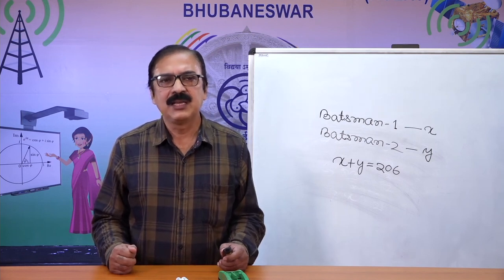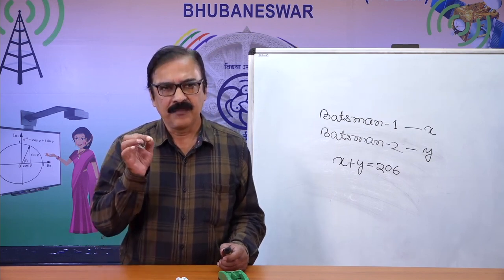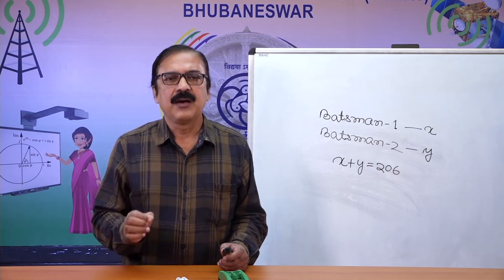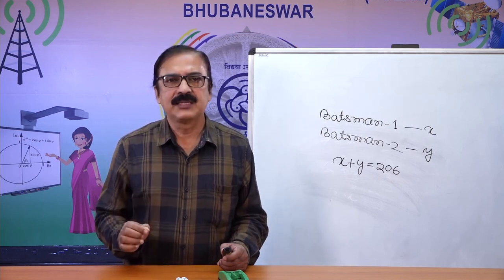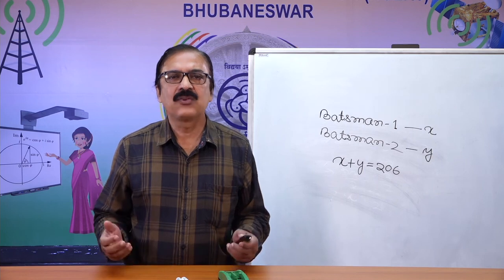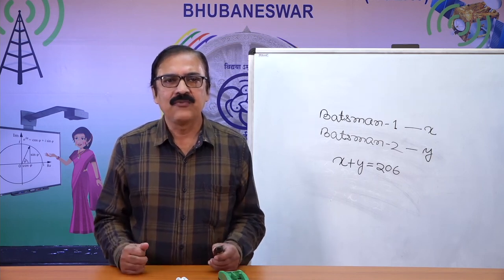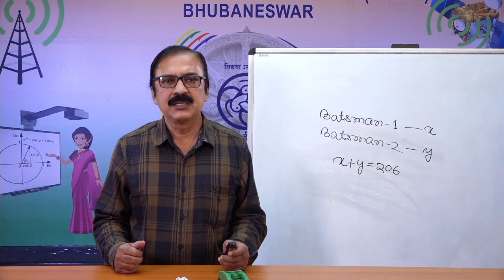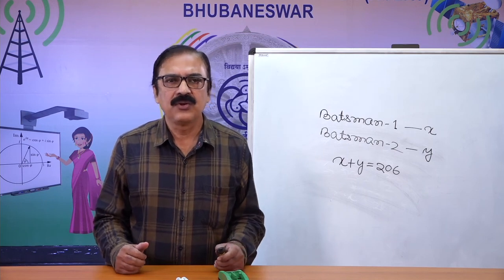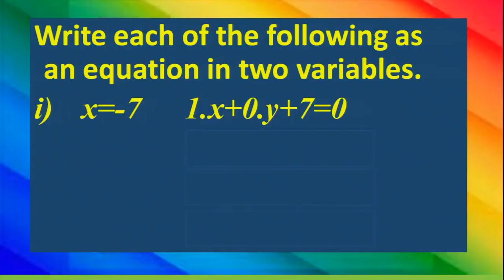Now let's see here, the coefficient of x is 1. Then what is the coefficient of y? y is not here. That means its coefficient is 0. So we can write this as 1 into x plus 0 into y plus 7 is equal to 0. So here a is 1, b is 0 and c is 7.